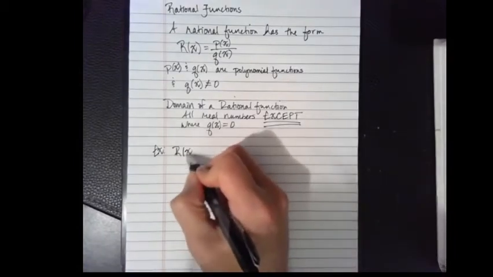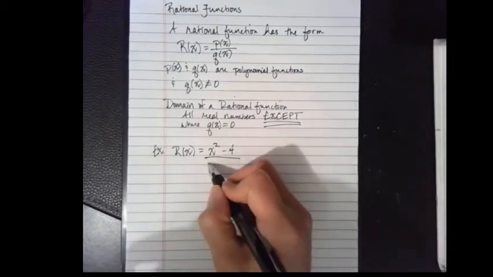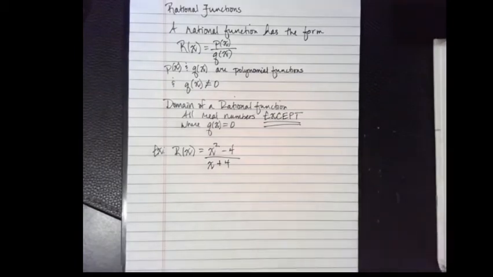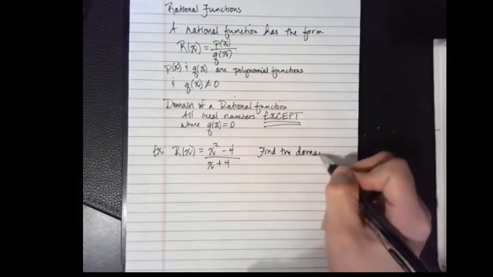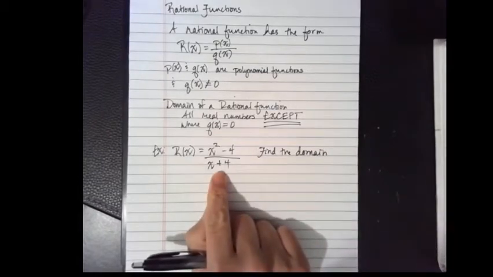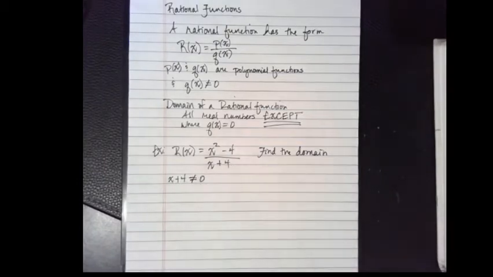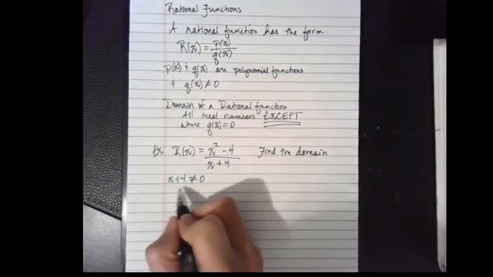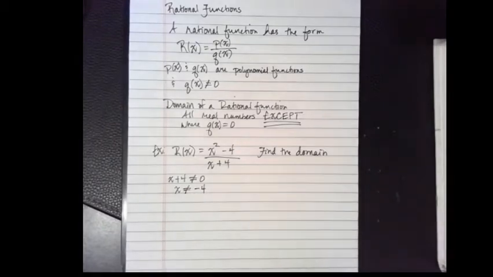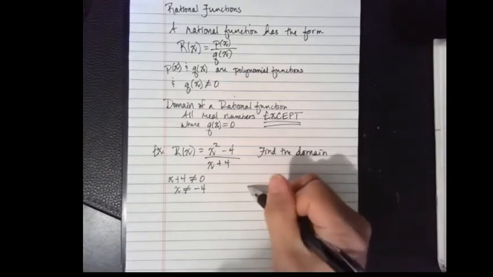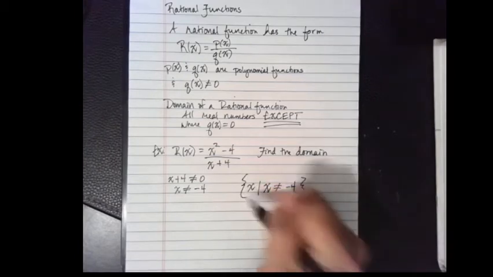Let's say we have r of x equals x squared minus 4 all over x plus 4. So if we're just asked to find the domain, my concern here is that x plus 4 does not equal 0. So I can take my denominator, x plus 4, and say it's not going to be equal to 0, and then just solve it like a regular equation. So here, x cannot equal negative 4. And then, to write our domain formally, we can say x such that x does not equal negative 4. Okay.